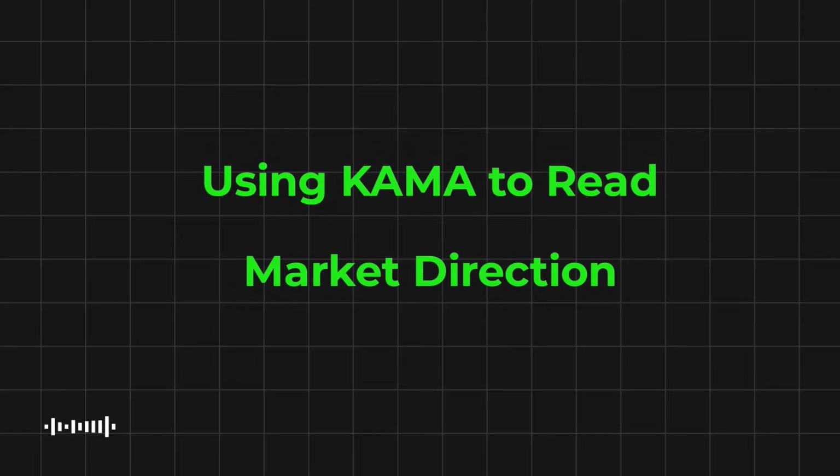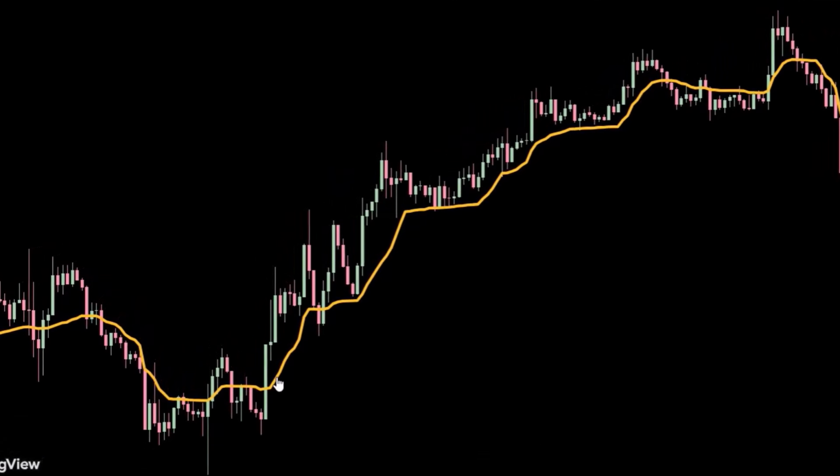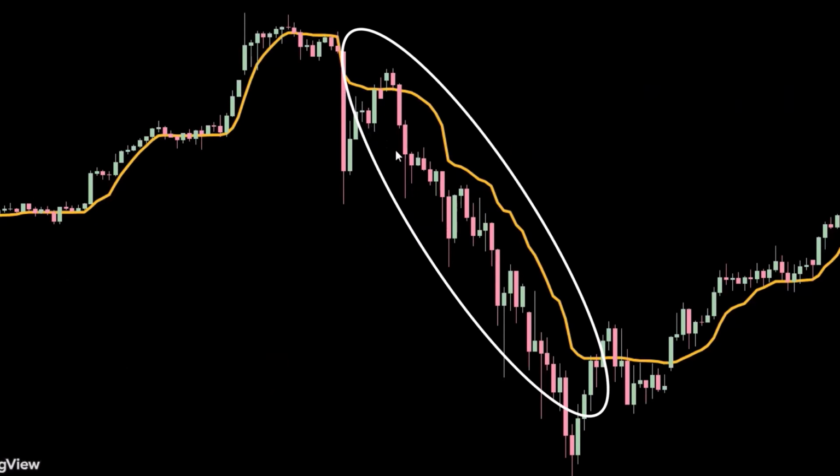Using KAMA to read market direction. Now that we understand how KAMA works, let's see how we can use it to read the market direction. Look at this part of the chart. Price is above KAMA and the KAMA line is moving upward. This gives us a bullish bias, so we mainly look for long opportunities. Now look at this area. Price is below KAMA and KAMA is moving downward. Here the market has a bearish bias, so we focus on short opportunities.